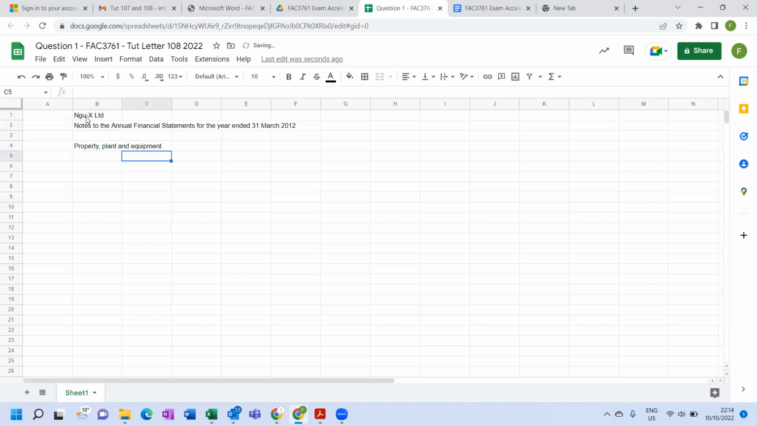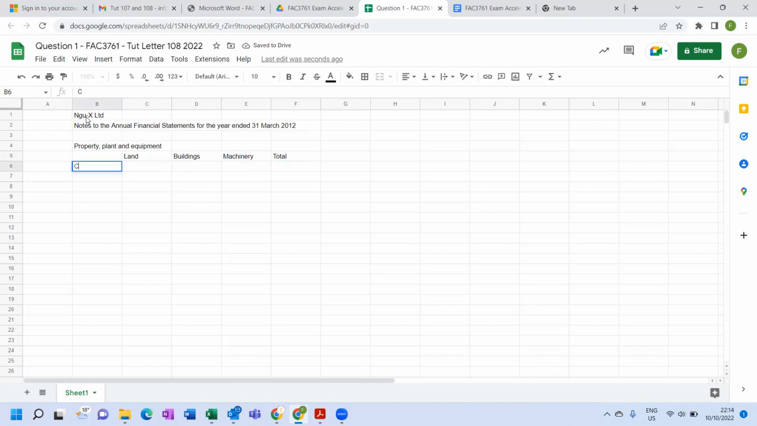So how does it look? We're going to list the assets in columns. So the assets that they have is land, building. Remember, from an IFRS interview, land and building is separated. And then we have machinery. We're not required to have a total column, but I will just put in a total column.